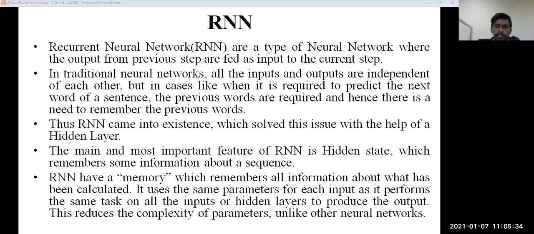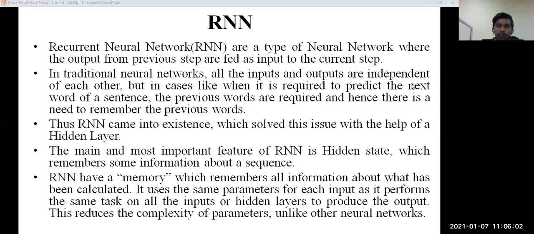In traditional neural networks, that is ANN and CNN, all the inputs and outputs are independent of each other. Whatever input you give, there is a hidden layer which processes it according to the weights and the activation function, and it leads to some output. It cannot come back and take the previous data as input. That's the reason it has some limitations.